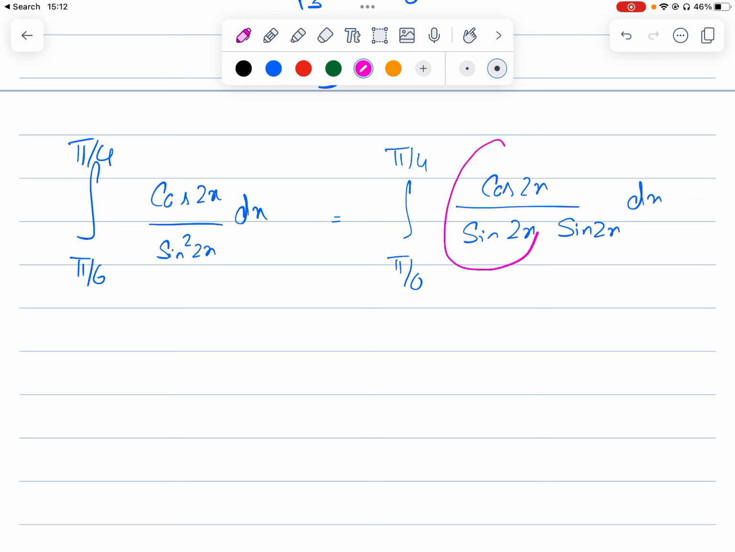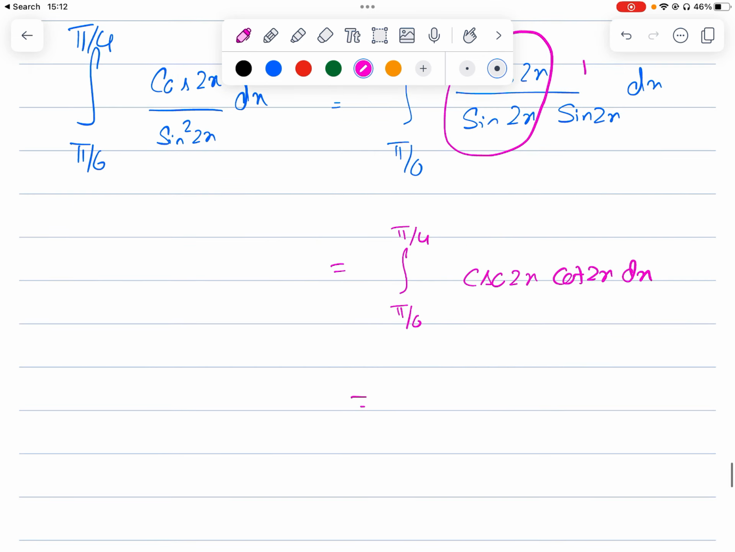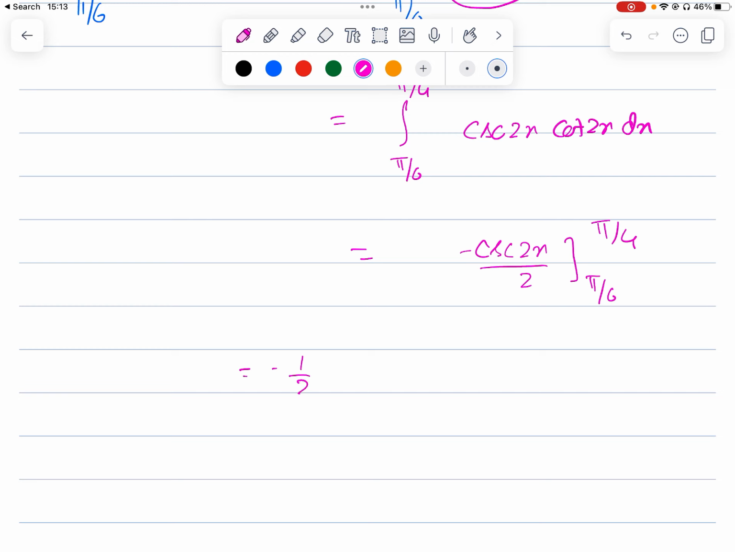We know that cos upon sine is cot and 1 upon sine is cosecant. So it becomes pi upon 6 to pi upon 4 cosecant 2x cot 2x dx. The integral of cosecant 2x cot 2x is negative cosecant 2x upon 2 from pi upon 6 to pi upon 4. So it becomes negative 1 upon 2 cosecant 2 times pi upon 4 minus cosecant 2 times pi upon 6.